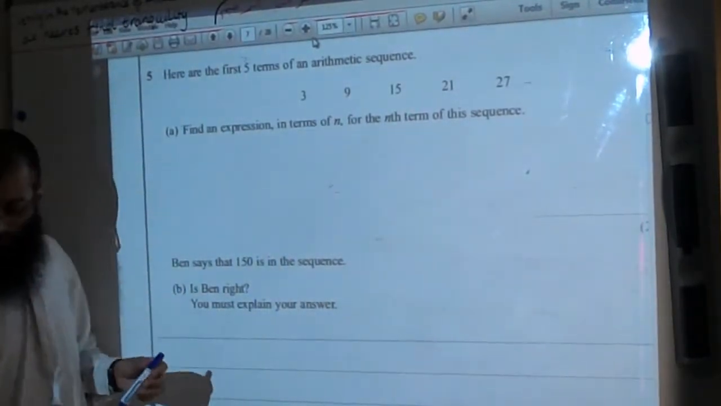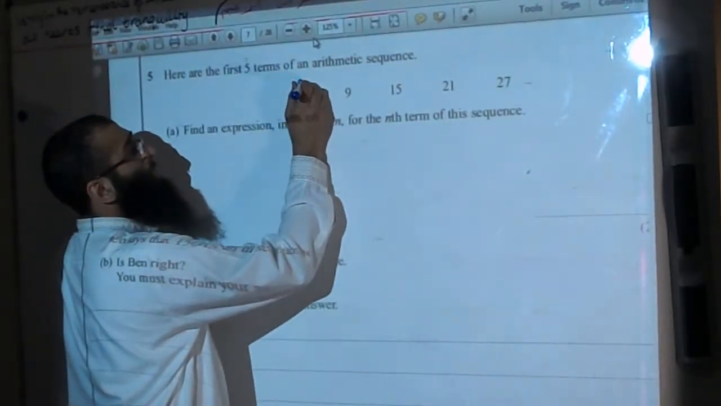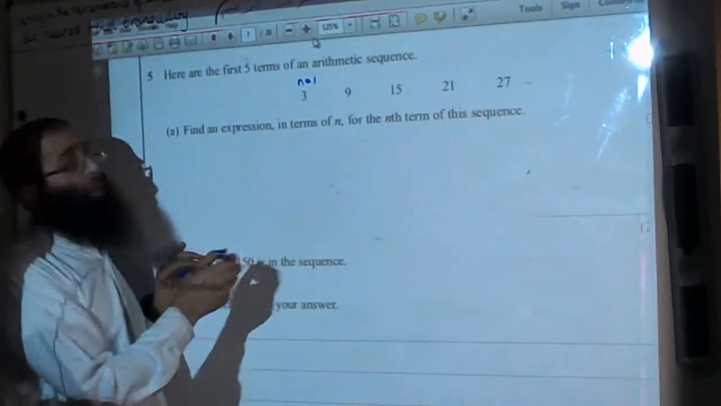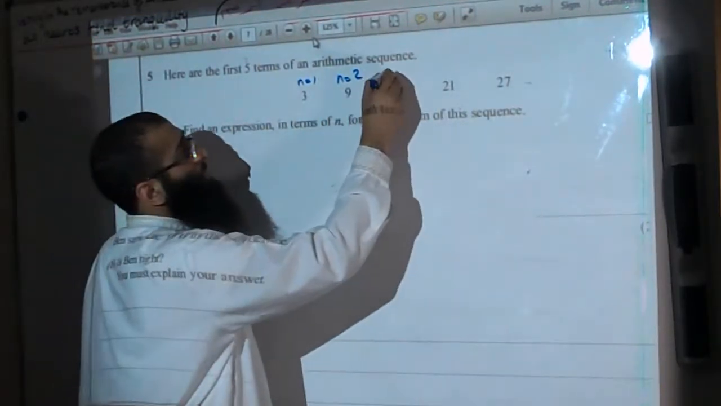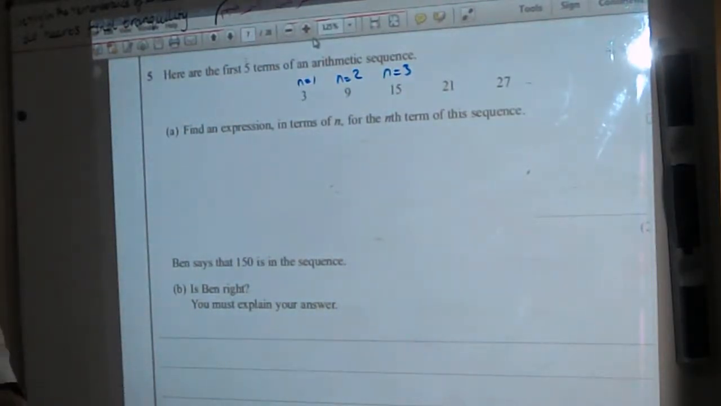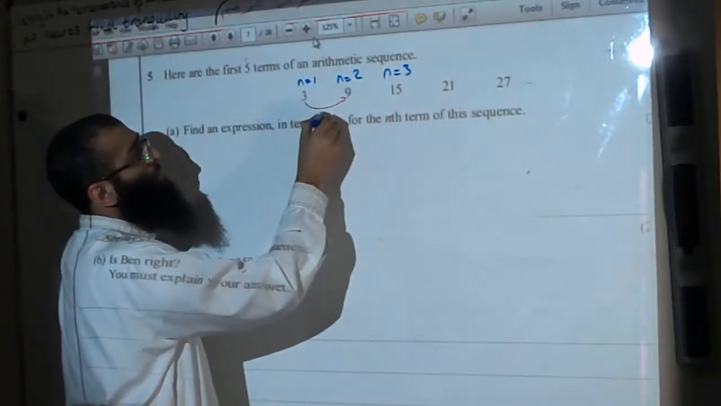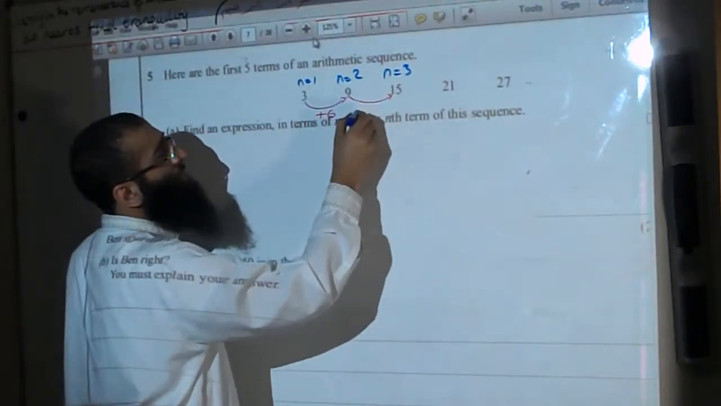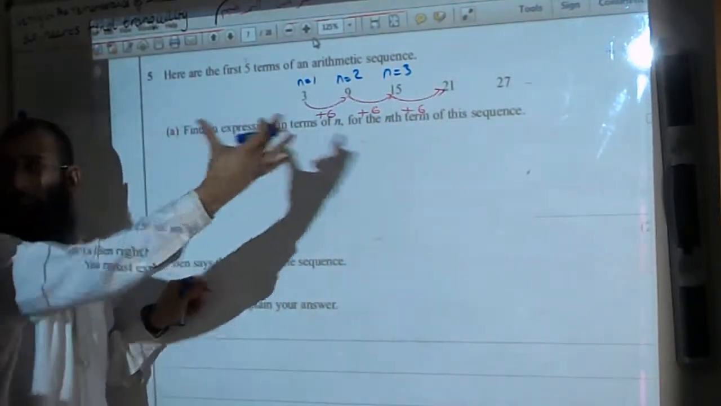Okay, now the first one, let's do a bit of labeling first. This first term is called n equals 1, first term. This is the second term, and this is the third term. First of all, let's try to establish what the difference is. How is the pattern changing? So we're going from 3 to 9. What are we doing? 6. Okay, from 9 to 15, 6, 15 to 21. So it's plus 6 all the way through.